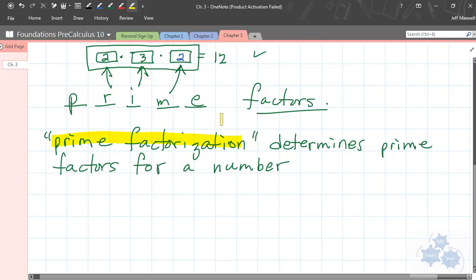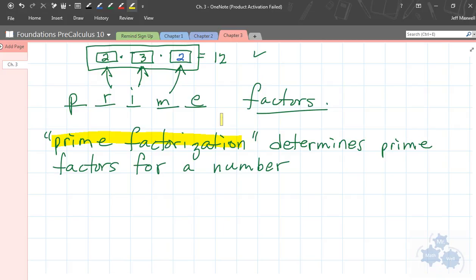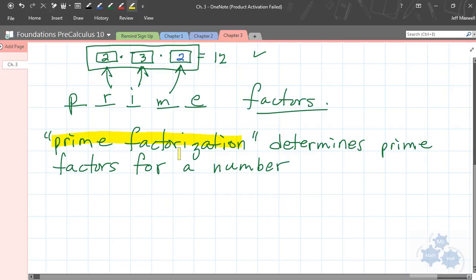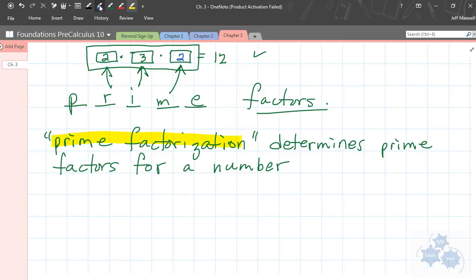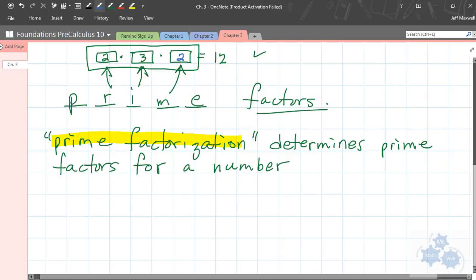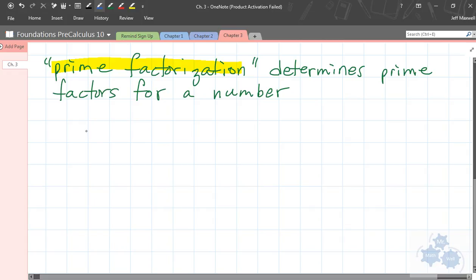And there's different ways of doing this. I'm going to show you my favorite way first. It's really quick, it's really easy, and you can basically very easily and quickly figure out the prime factors for any number, large or small. This is my favorite way. It's called the ladder method.